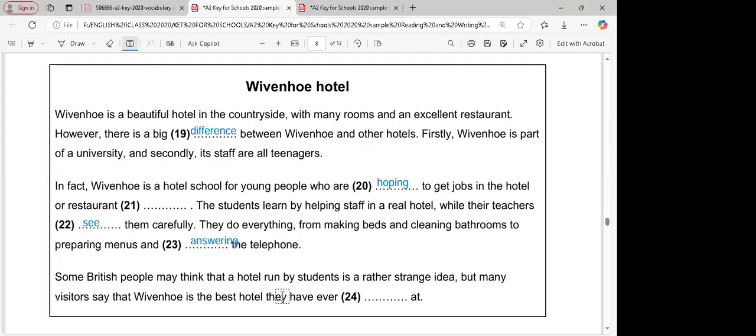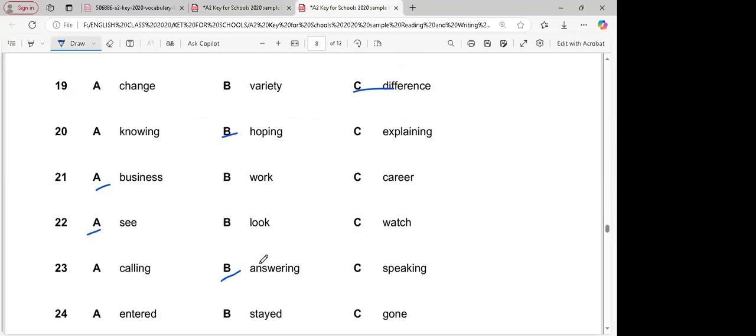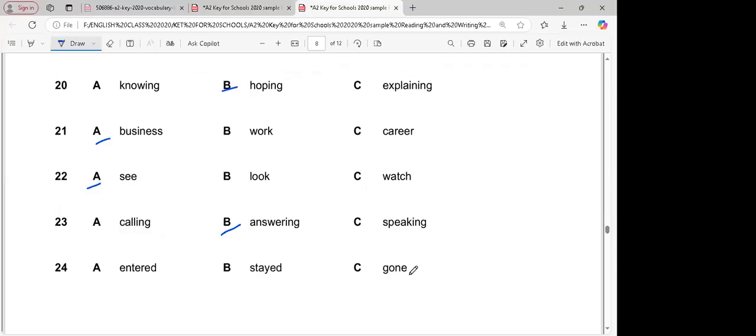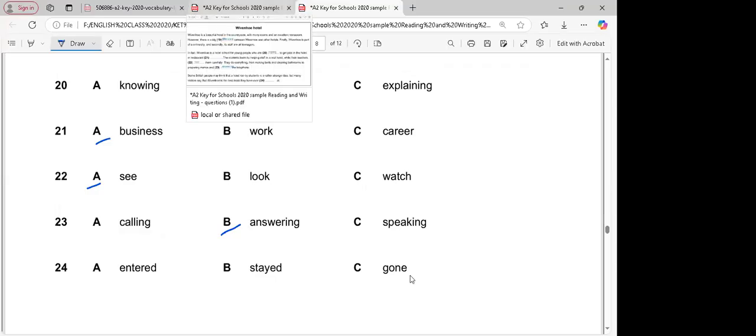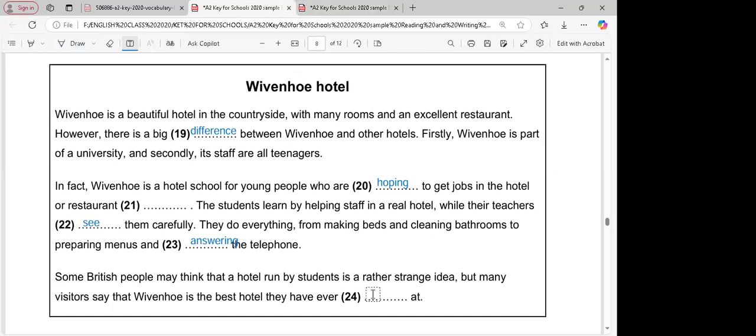Right. Then the last one: some British people may think that a hotel run by students is a rather strange idea, but many business people say that it is the best hotel they have ever entered, stayed, gone. "At" is there, so you have to be careful. We don't say entered at, we don't say gone at, but we say stayed at. Okay, right?